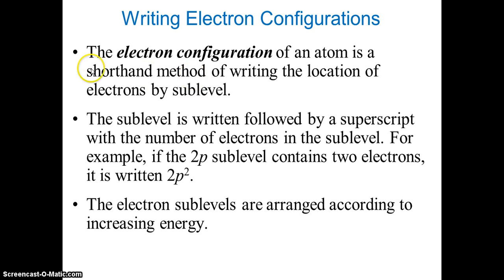Now when we write electronic configuration in the shorthand method, first we need to find the location of electrons by sublevels. The sublevel is written followed by a superscript with the number of electrons in the sublevel. For example, if the 2p sublevel contains 2 electrons, then we write 2p2. The electron sublevels are arranged according to increasing energy.